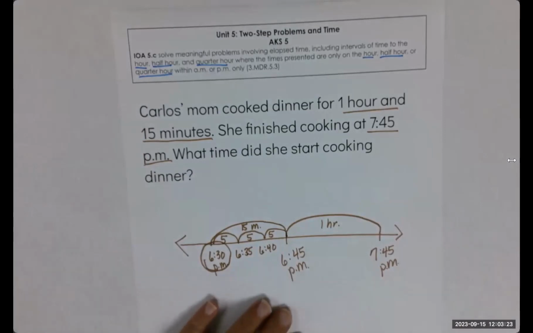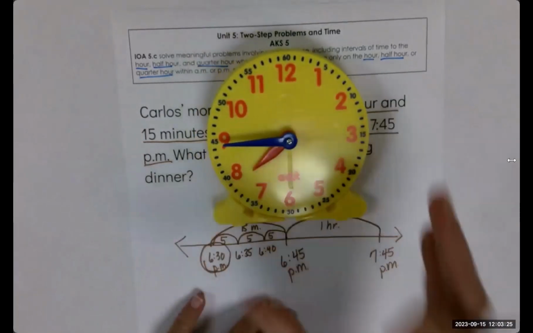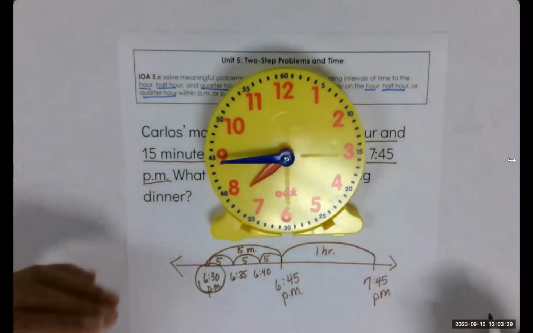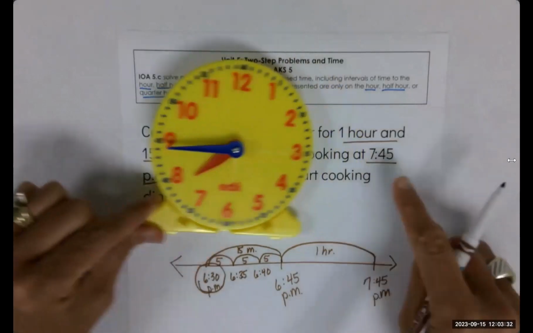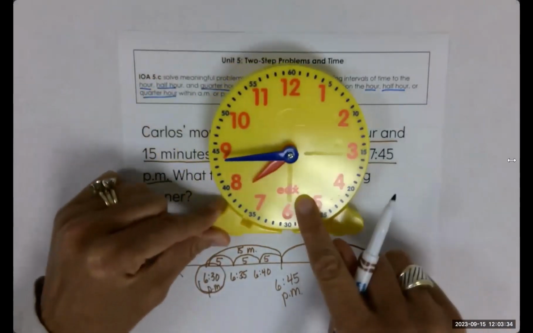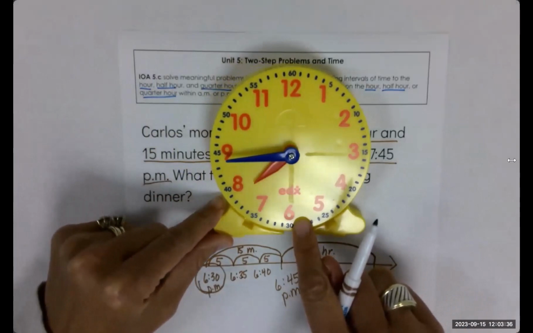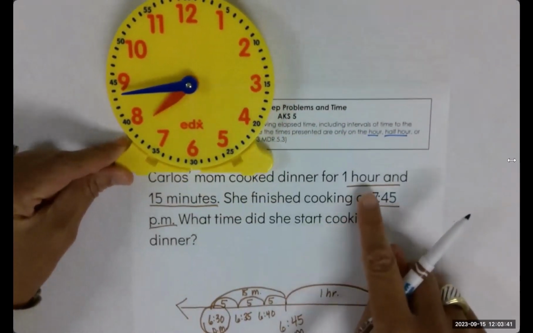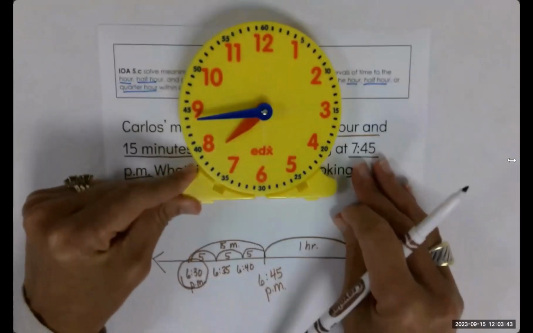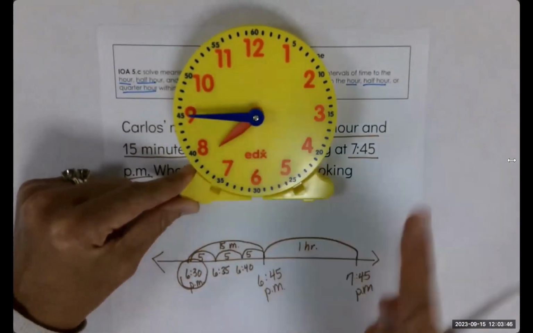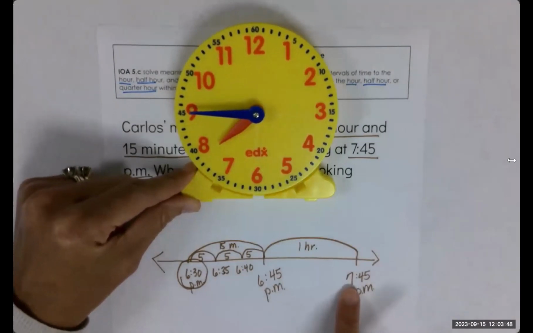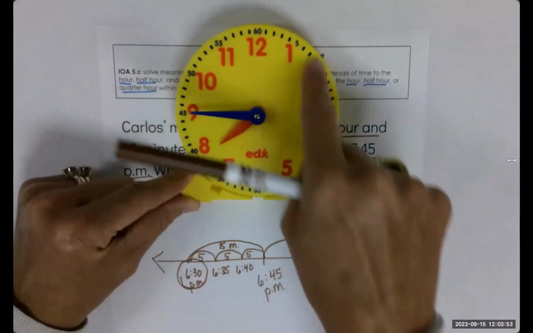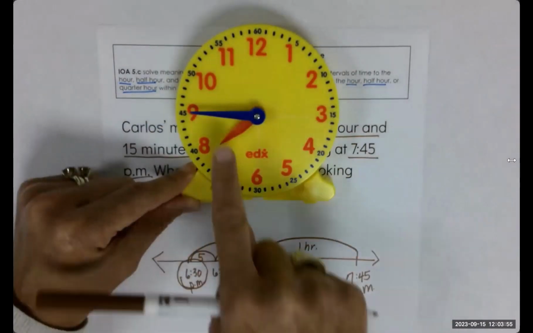You can also scaffold your students with an analog clock if they need a more visual piece to connect with. Again, find the stop time. That's what you label on your clock first, and then we work backwards using our intervals of time, the 1 hour and the 15 minutes. Again, going back to what I know, 1 hour before 7:45 p.m. is 6:45 p.m.